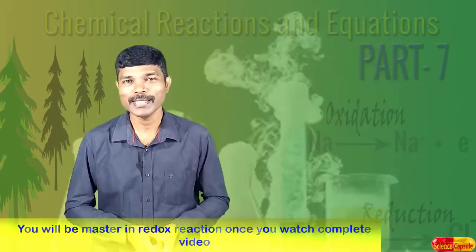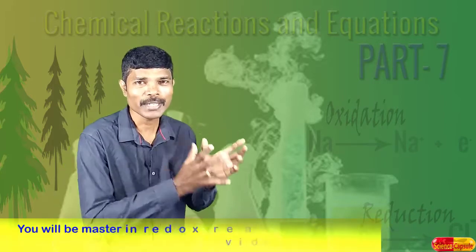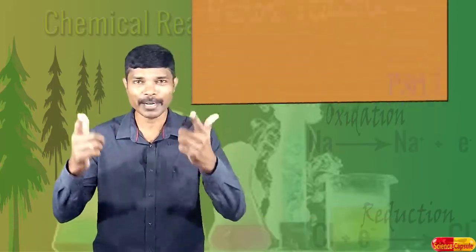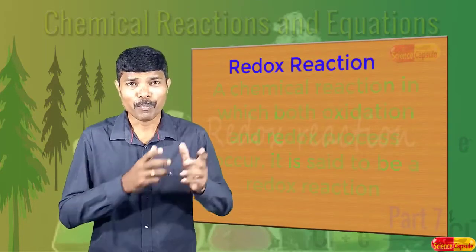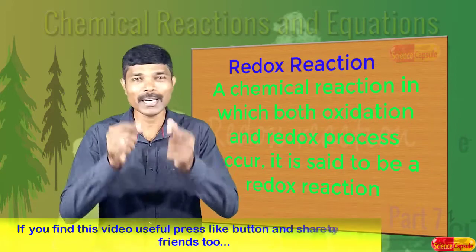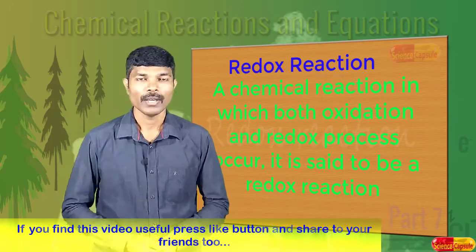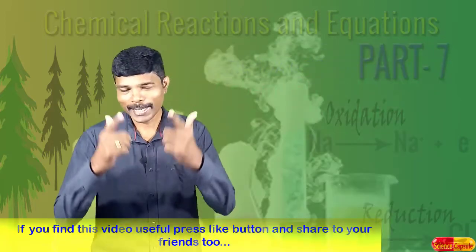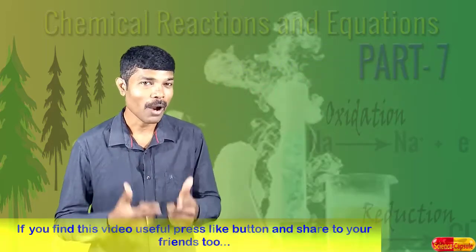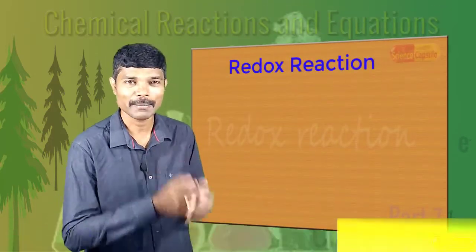Now we will see what is a redox reaction. Very interesting thing. We have studied oxidation and reduction separately, in a separate reaction, right? If both oxidation and reduction reaction are involved in a single chemical reaction, such reaction is known as redox reaction. Now we take an example. From that example we try to understand how oxidation and reduction reaction are present in a single chemical reaction.